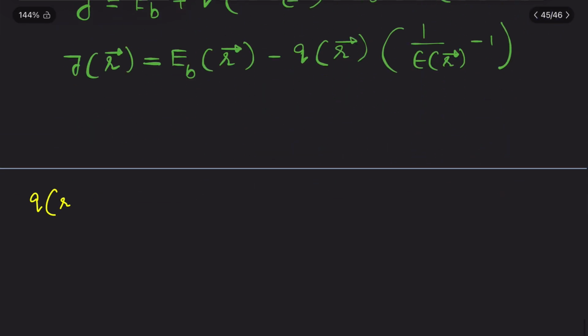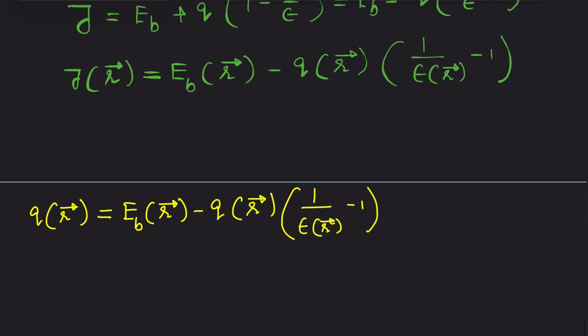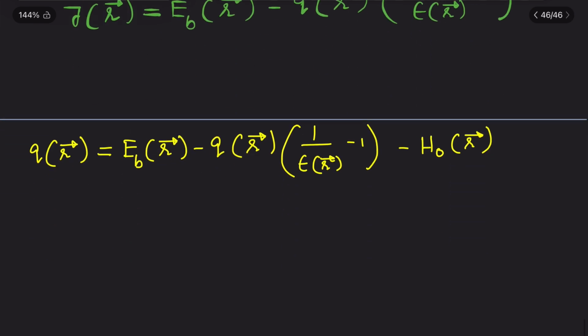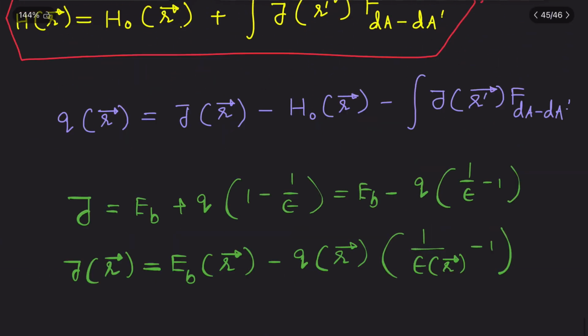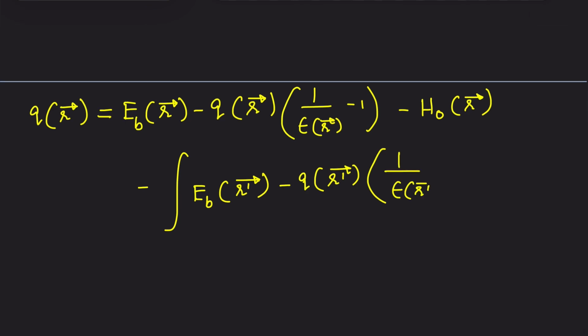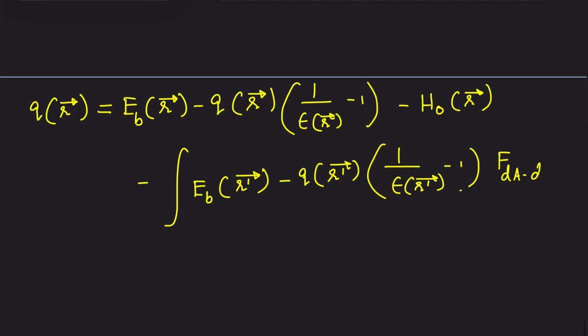So q at r is equal to EB at r minus q at r into 1 by epsilon at r minus 1, minus H naught at r, minus integration of EB at r dash minus q at r dash into 1 by epsilon at r dash minus 1, into F dA dash. Right?